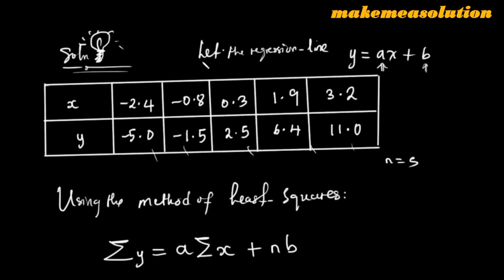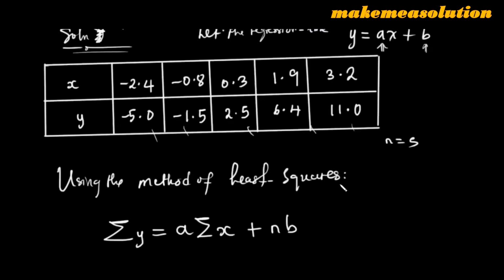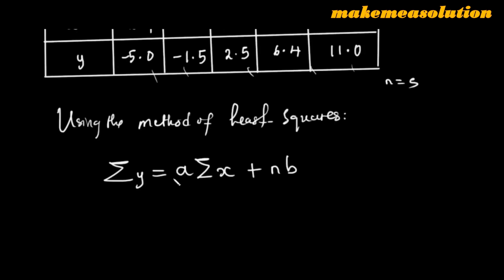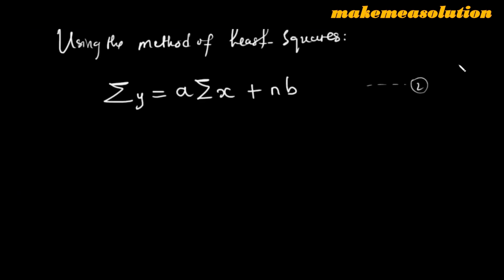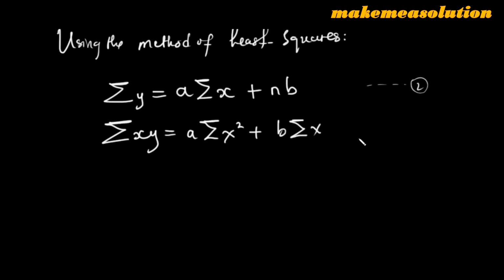Now in your solution, you make this statement first: let the regression line be y equal to ax plus b. Using the method of least squares, we'll get this set of simultaneous equations. This is equation 2, because this is equation 1. Then you will get another equation like this: summation xy is equal to a summation x squared plus b summation x. Maybe in another video I'll show you how these equations were obtained, but not now. This is the system of simultaneous equations we want to solve.